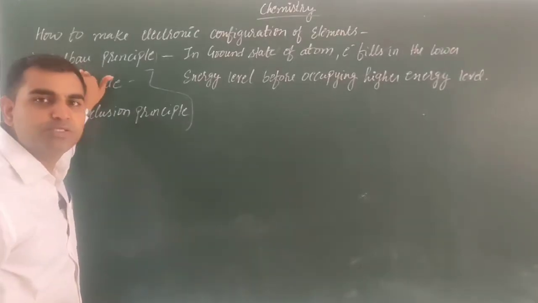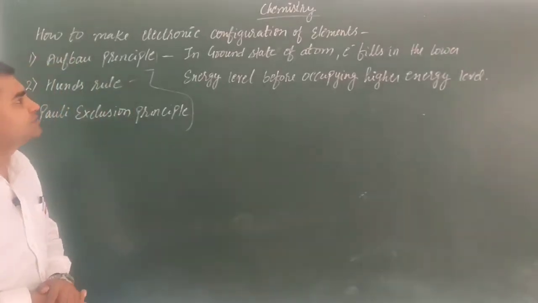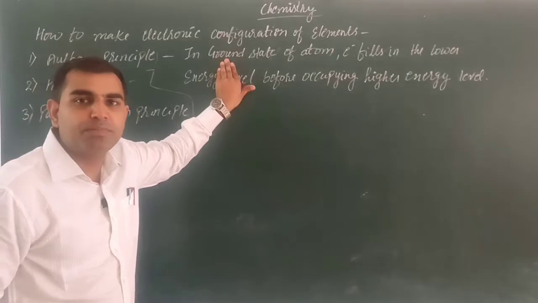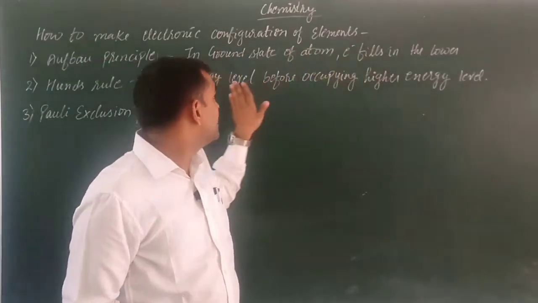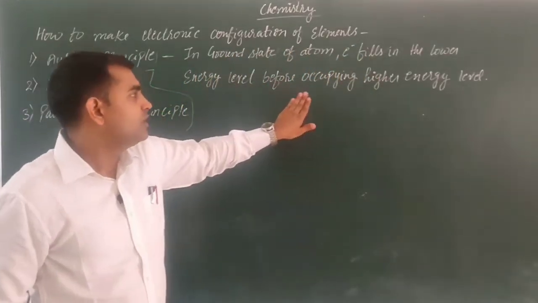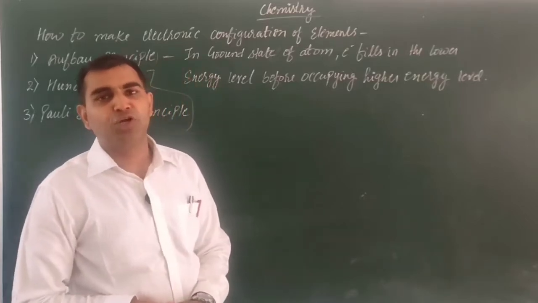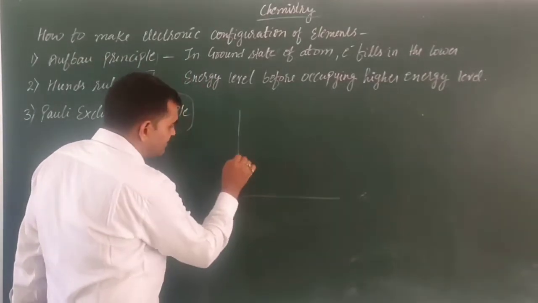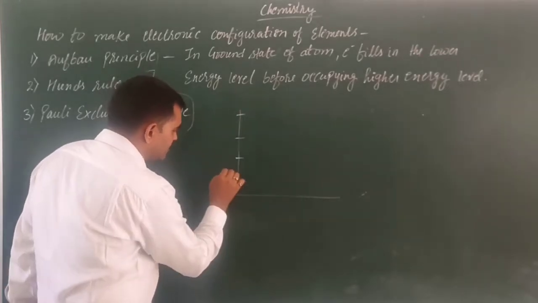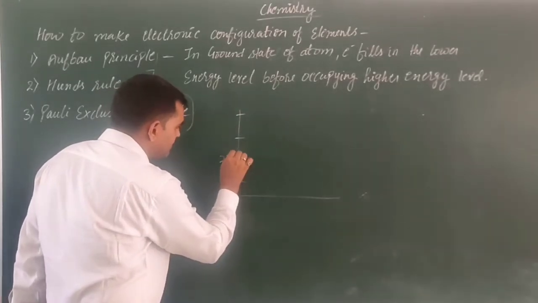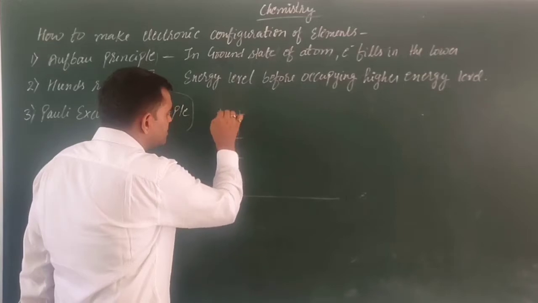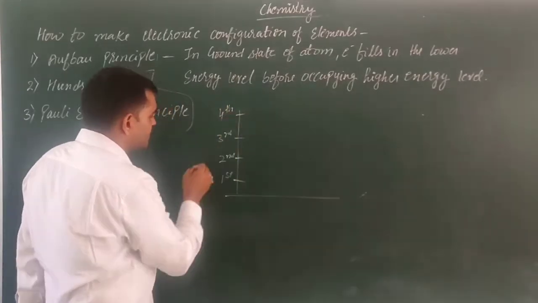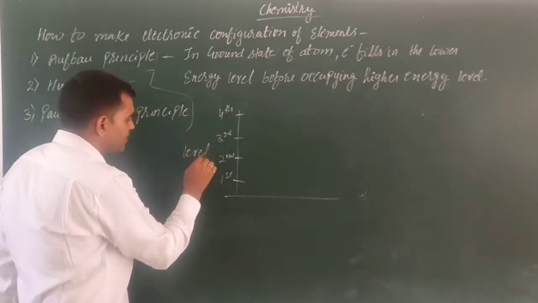What is the Aufbau principle? According to the Aufbau principle, in the ground state of an atom, electrons fill the lower energy level before occupying the higher energy level. What do you mean by this? Let's see it. These are some levels of energy, like this is the first level, this is the second level, this is the third level, this is the fourth level.